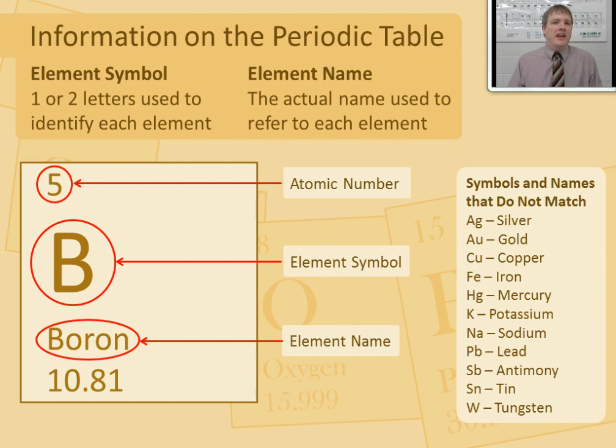So silver in Latin is argentum. But nobody really uses the word argentum anymore to refer to silver, so we just call it silver, but we use the old Ag symbol for it. And this list shows you all of the elements' names that don't match up with their atomic symbol, most of them because the symbol is in Latin and the name is the more common name we use for that element now.